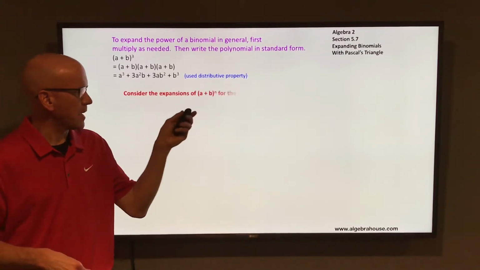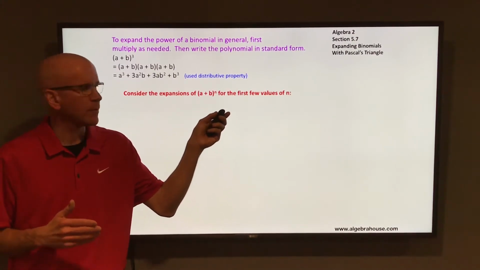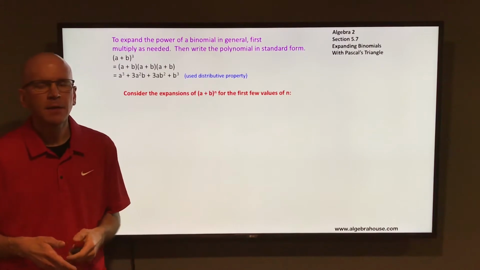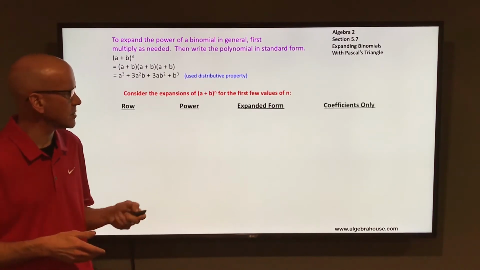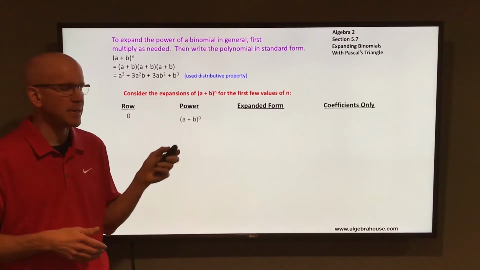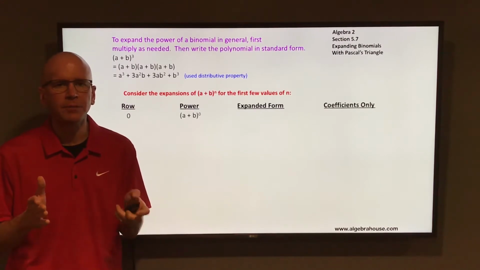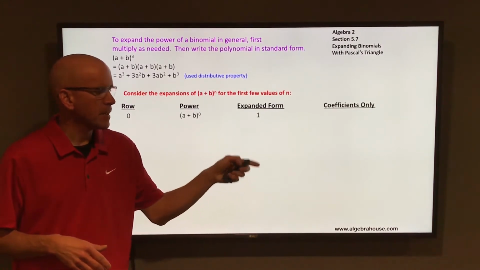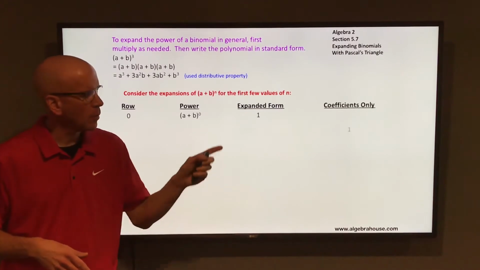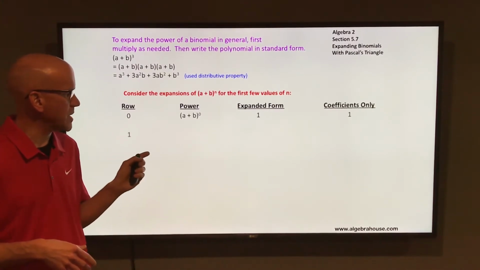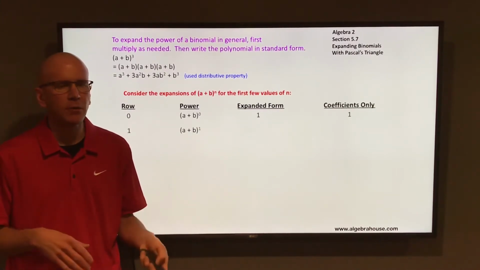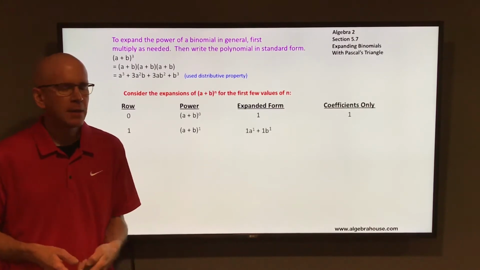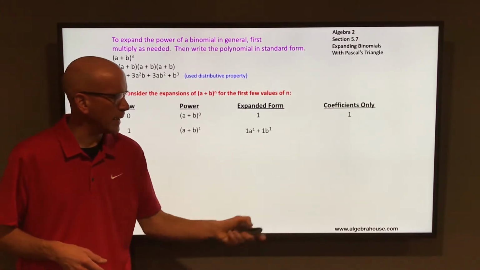We're going to look at the expansion of (a + b) to the n power for the first few values of n. First of all, we're going to look at (a + b) to the 0 power. Any non-zero term to the 0 power is 1. The coefficient on that would be considered 1. Now if we look at (a + b) to the first power, that would just be a plus b. The coefficients on that are 1 and 1.